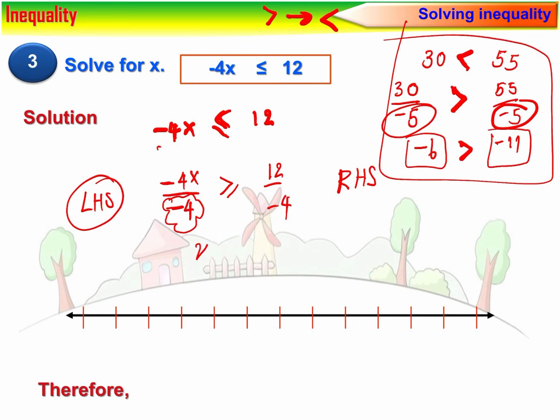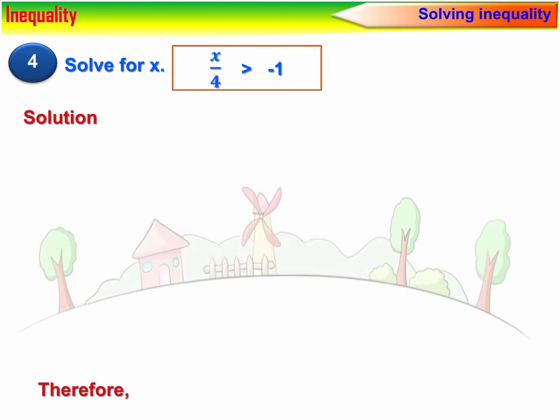So negative cancels negative, 4 cancels 4. In the left hand side you have x left. x becomes x greater than or equal to 12 divided by negative 4, which is negative 3. So on the number line you need to have number negative 3. x greater than or equal to negative 3, you need to use a closed circle. Greater than, go to the right hand side, make an arrow, go to the right hand side like this. Okay?